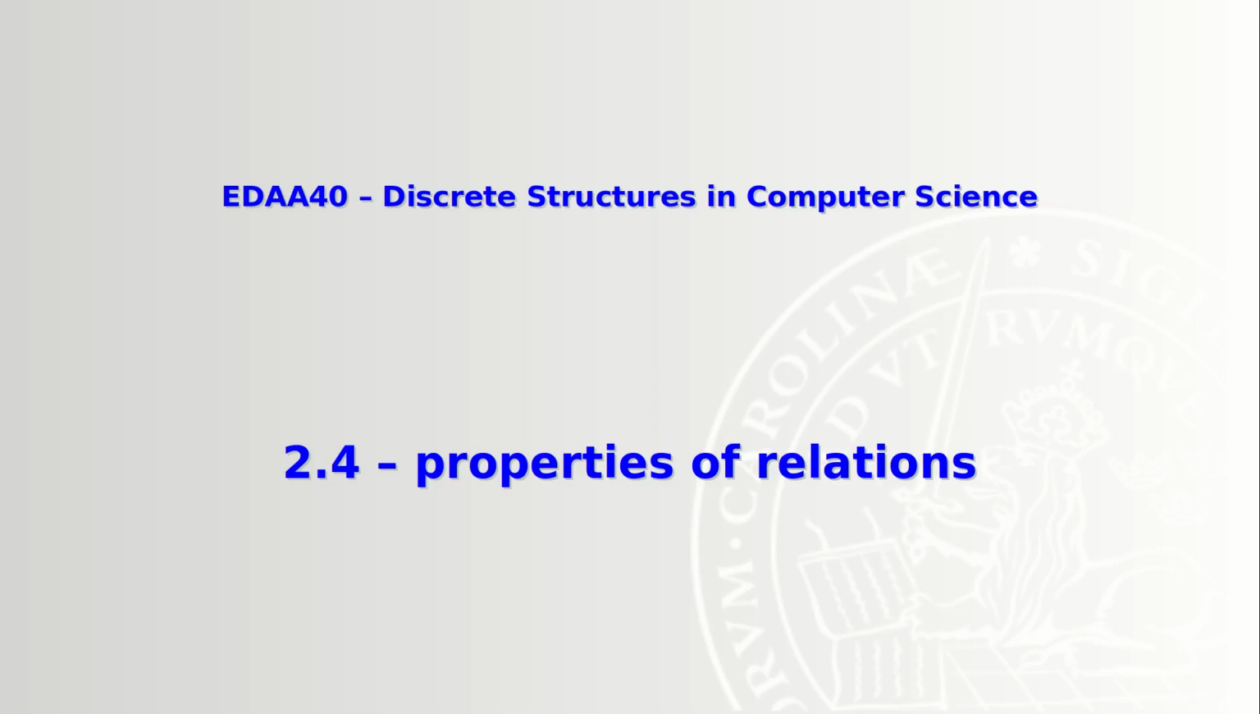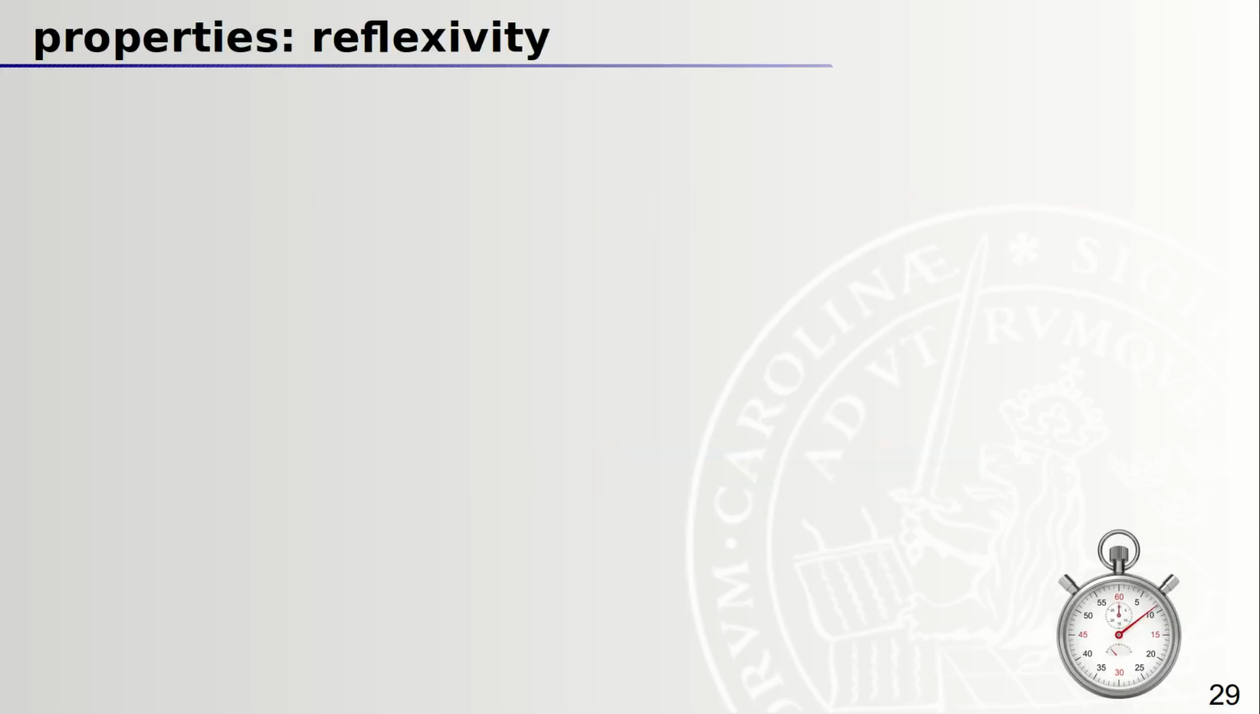Hi. In this segment, we discuss a number of basic properties that relations can have and which we can use to distinguish and classify them. The first of these is called reflexivity.